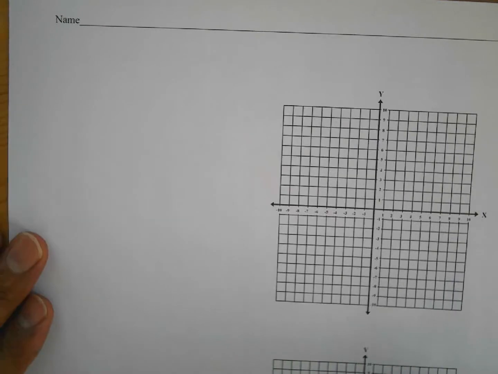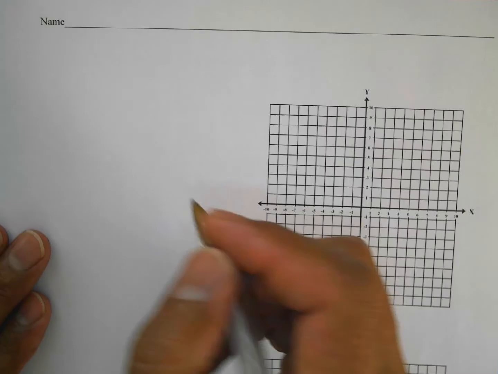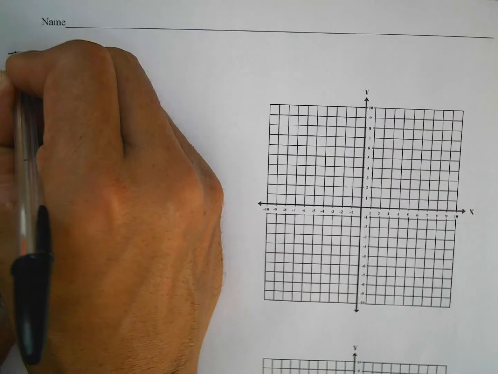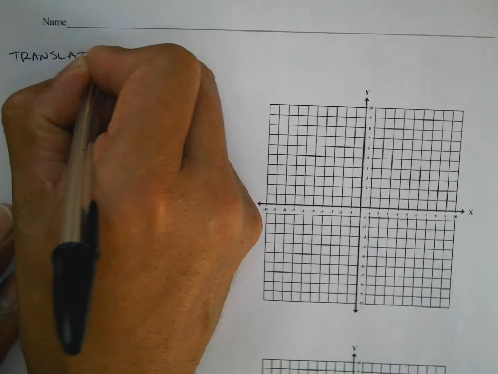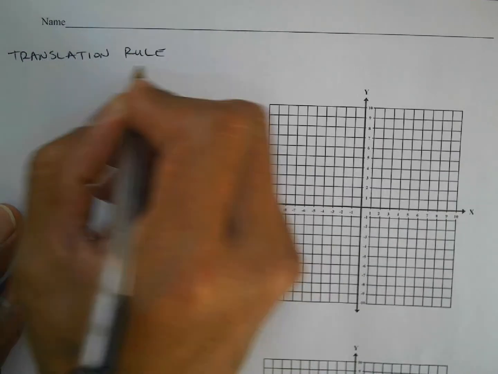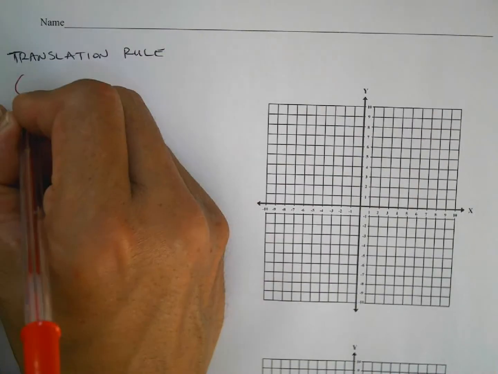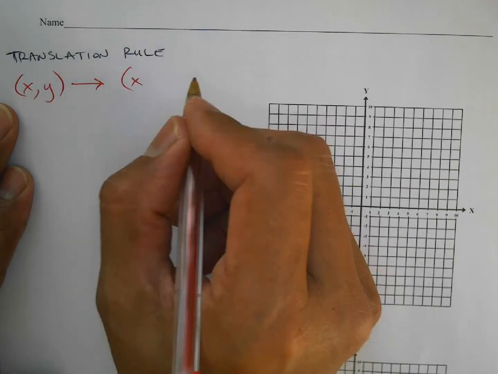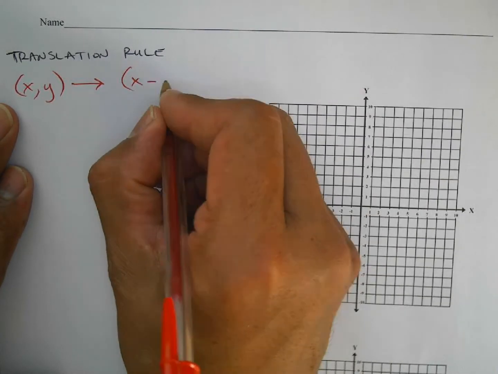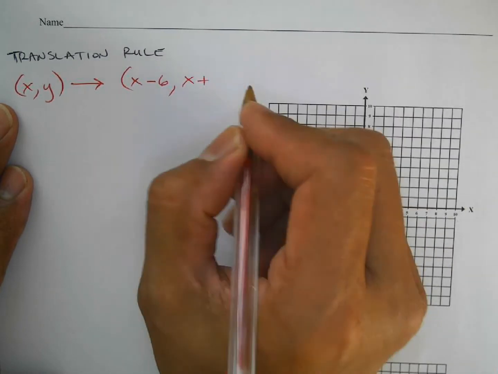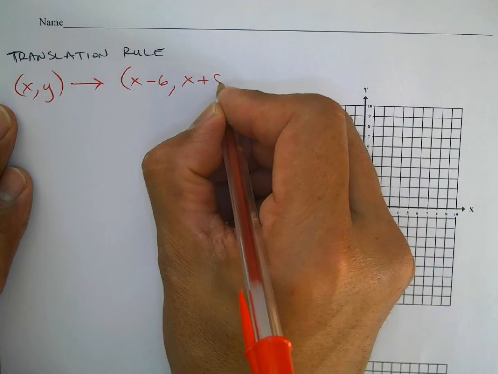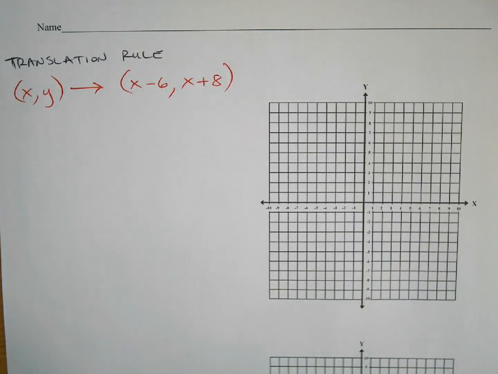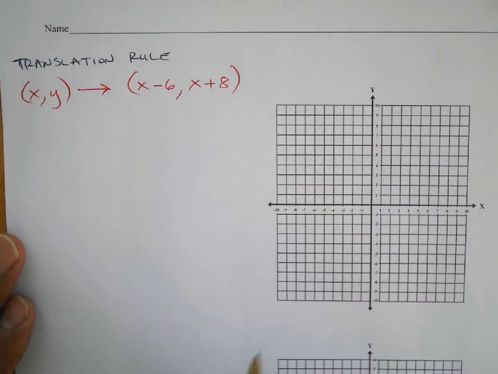All right, let's look at another situation, another problem. Let's say they're going to give you the translation rule, and I'll write it right here. Let's say for every and all points x, y, do this to them. I want you to go x minus 6, x plus 8. All right. So let me do it without the graph.